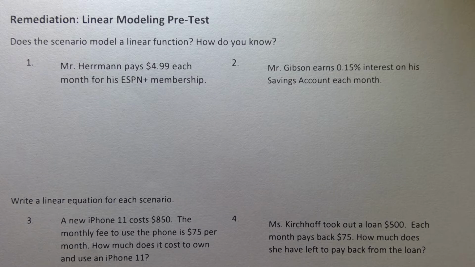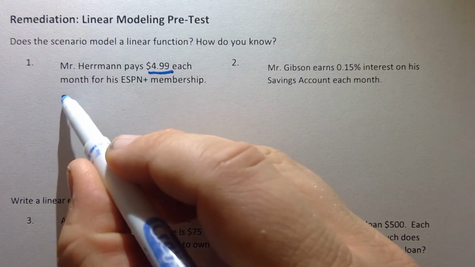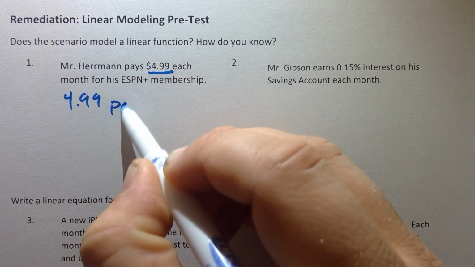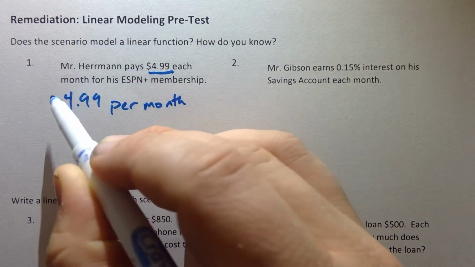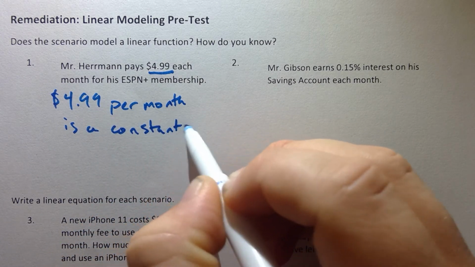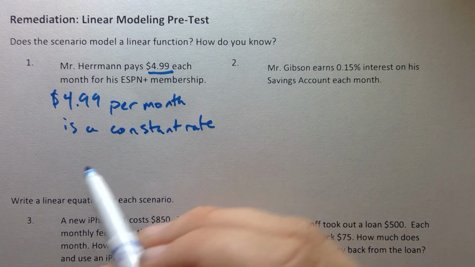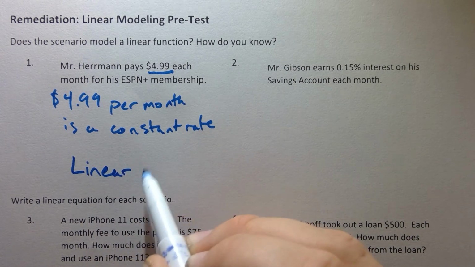So number one here is Mr. Herman pays $4.99 each month for his ESPN Plus membership. Okay, so since I pay $4.99 each month, this $4.99 per month is a constant rate. Okay, because I pay it each month. It does not matter anything else, how long the month is, or how much money I make, or how much I watch. I pay $4.99 every single month. So this would be a linear function.